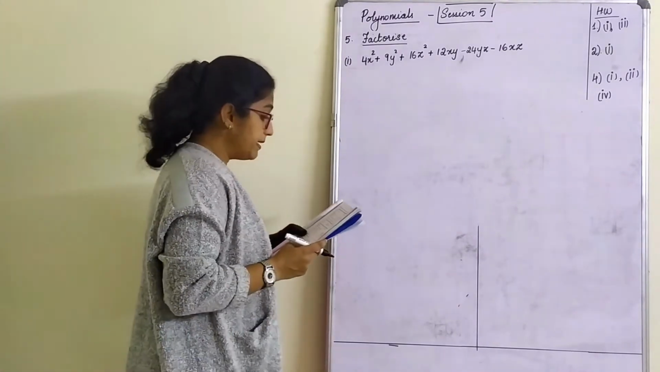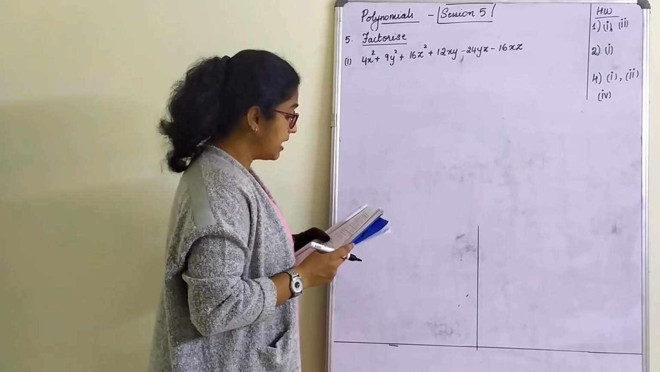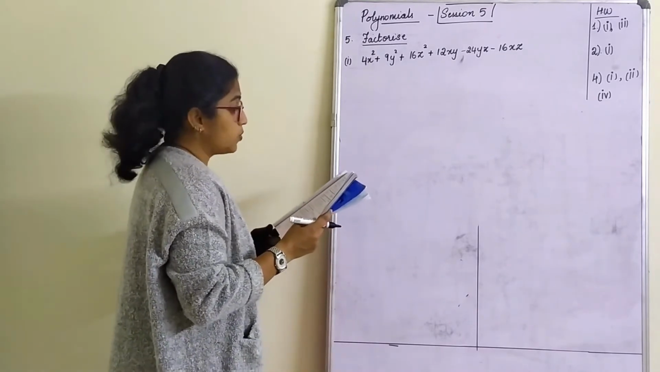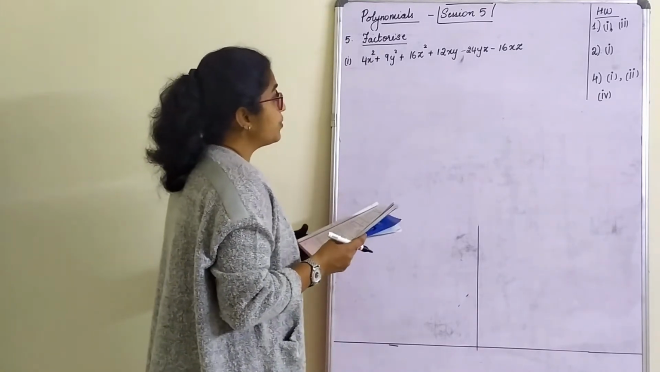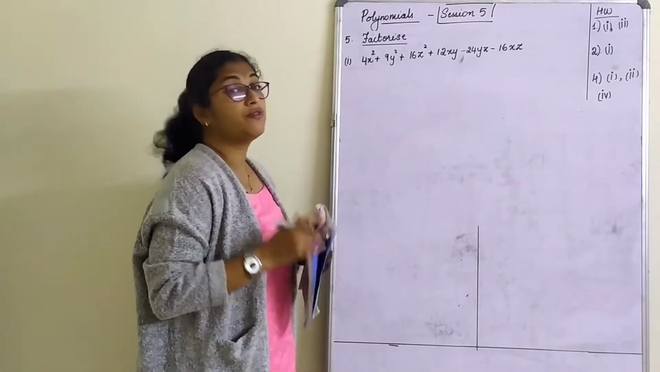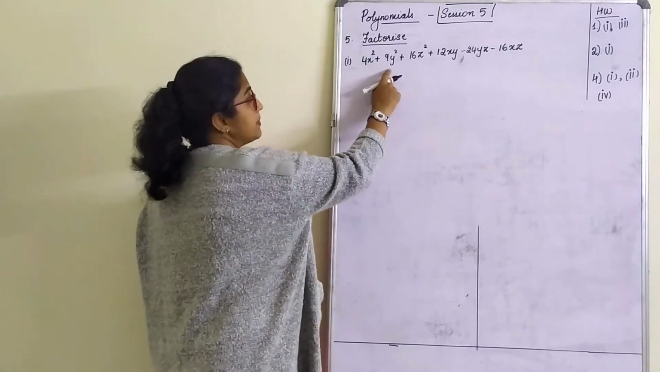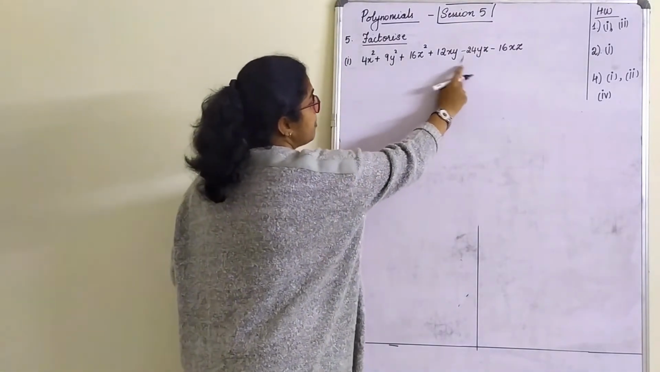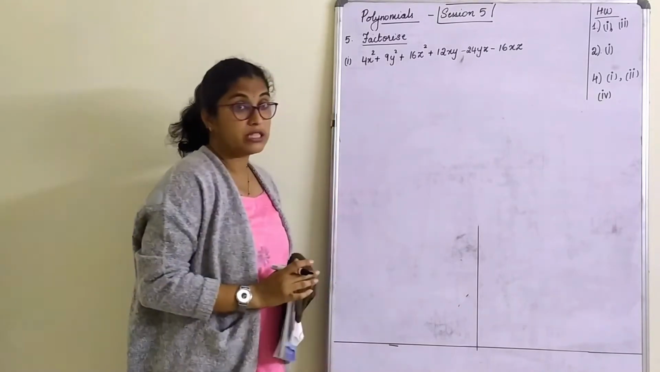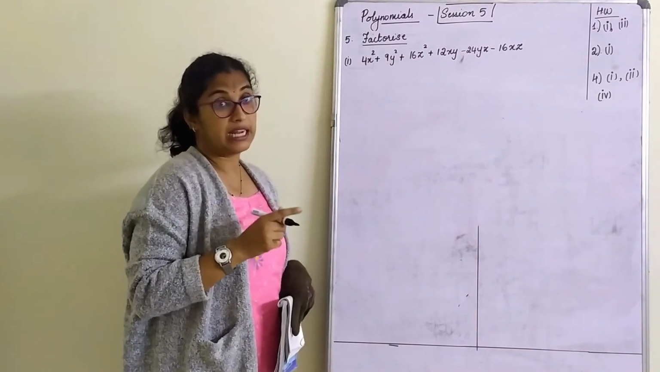The next fifth main, we have to factorize this: 4x square plus 9y square plus 16z square plus 12xy minus 24yz minus 16xz. Is this of which identity form? So it is of the form a square plus b square plus c square plus 2ab plus 2bc plus 2ca. That means now I need to identify the a, b, c terms correctly.